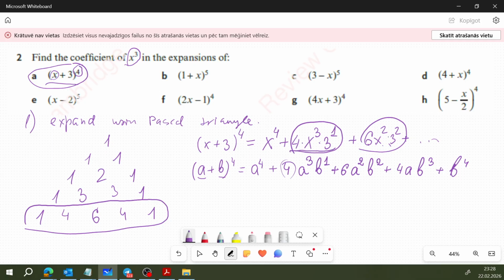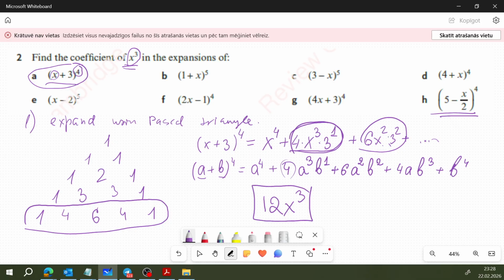And the term which you get shows you that the coefficient is 12. So before x cubed, the coefficient is 12. I hope it's clear how I did it. Now I will show you how to do this one.